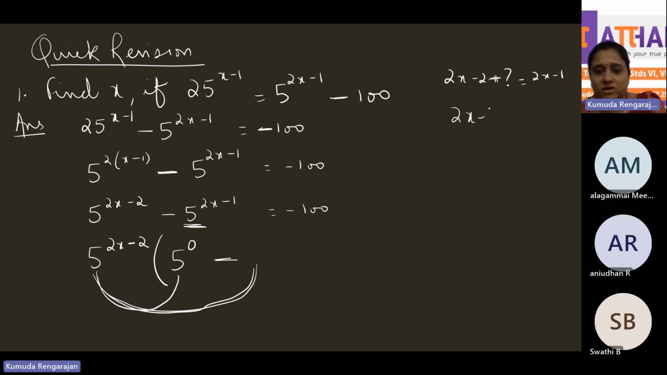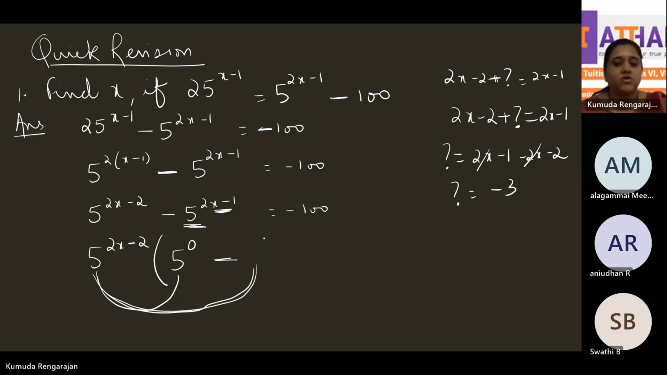2x minus 2 power plus what power will give you the answer as 2x minus 1. So if you don't know, you have to work it out. So that power will be 2x minus 1 minus 2x minus 2. So 2x minus 2x gets cancelled. So that power is minus 3. So it will be 5 to the power minus 3.